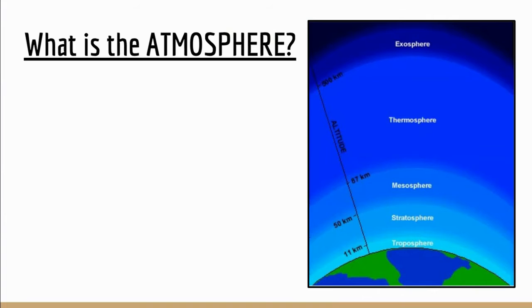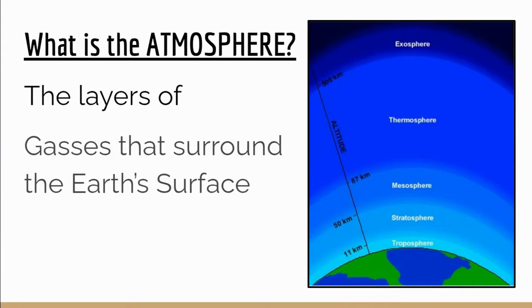Now, what is the atmosphere? Our atmosphere is actually layers of gases that surround Earth's surface. I want you to type that in. There are 5 different layers: the Troposphere, the Stratosphere, the Mesosphere, the Thermosphere, and the Exosphere. If the sub needs to stop or pause at this moment, feel free to, so that you can get this information typed in.